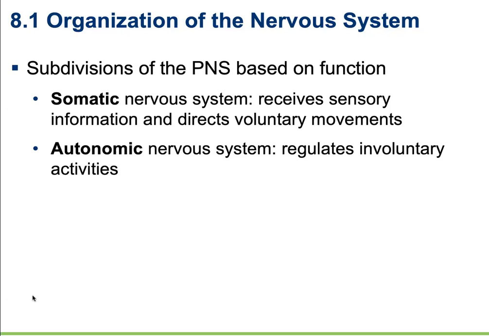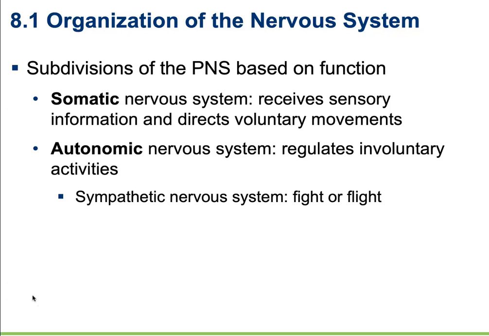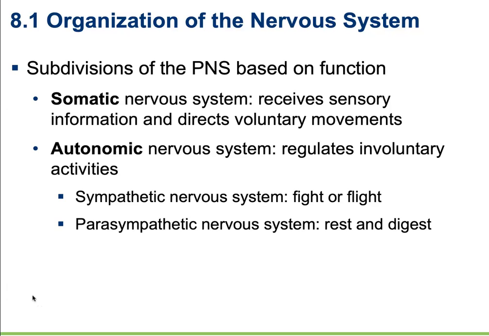It's ultimately going to be responsible for regulating involuntary activities like heart rate, breathing rate, digestive system movements. But the autonomic nervous system can be divided even further into the sympathetic nervous system, which is responsible for emergency situations, or what's known as our fight or flight response, and then our parasympathetic nervous system, which is going to be responsible for our rest and digest, and is in control during more restful times. You can think of this as the rest and digest stage.